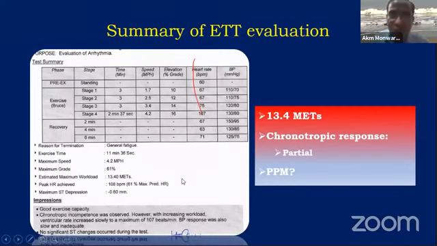So all fingers are not alike. In all the ECGs, you should not make the same types of comments. Like here, the comment was good exercise capacity, chronotropic incompetence was observed. However, with increasing workload, ventricular rate increased slowly to a maximum of 107 beats per minute. BP response was also slow and inadequate. No significant ST changes occurred during the test.